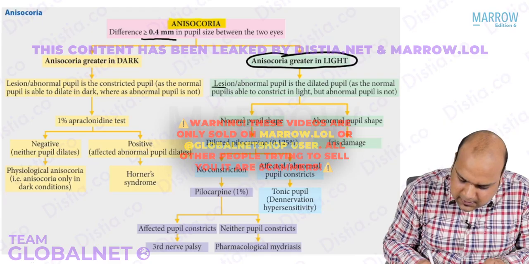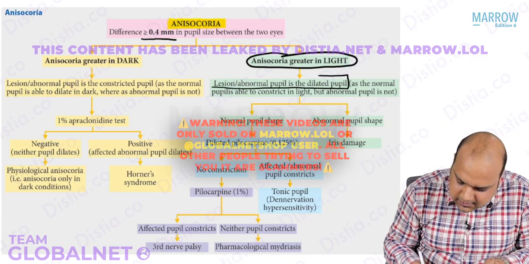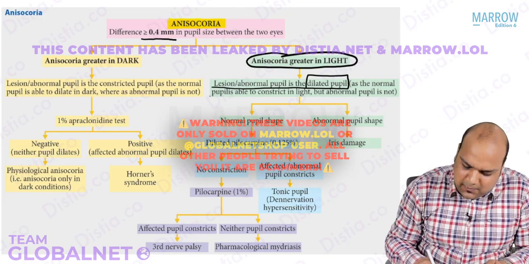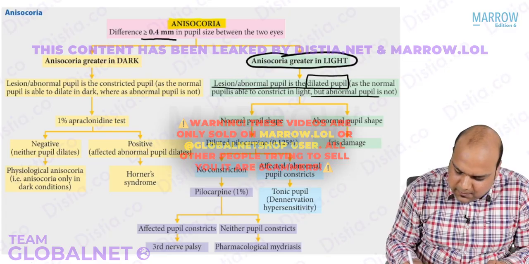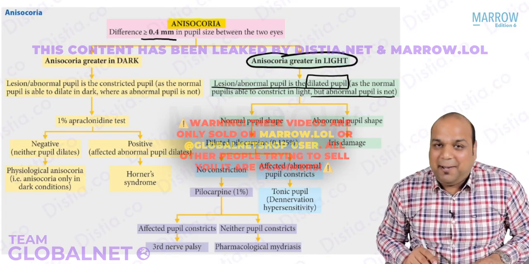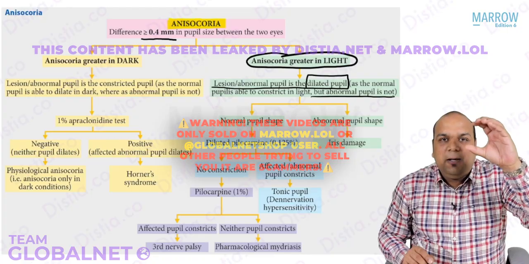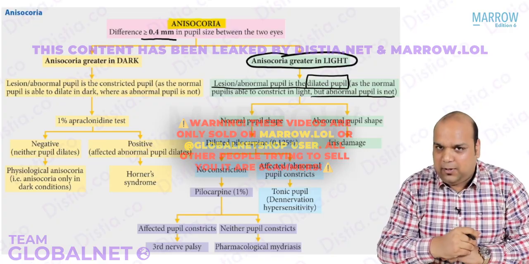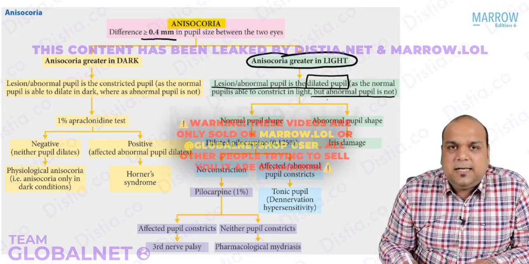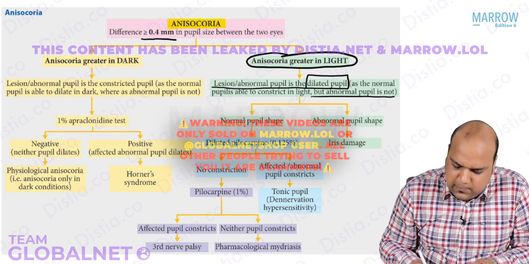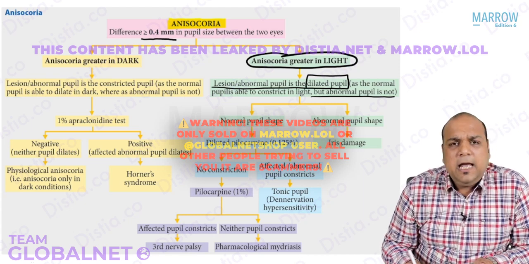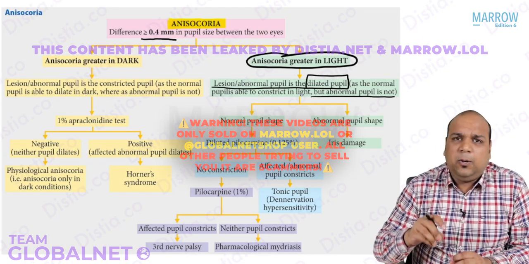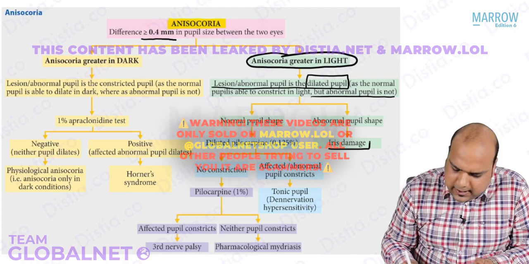That is what is written here. The lesion or abnormal pupil is the dilated pupil because the problem is in constriction. The normal pupil is able to constrict in light, but the abnormal pupil is not able to constrict in light. Am I making myself very clear here, everybody? So normal pupil constricted, abnormal pupil not constricted. Dilated pupil is the abnormal pupil. Now, if such is the case, we see whether the pupil shape is normal or abnormal. If the pupil shape is abnormal, that means it must be a case of trauma to the iris, whether surgical or blunt trauma, but it has to be some kind of iris damage.